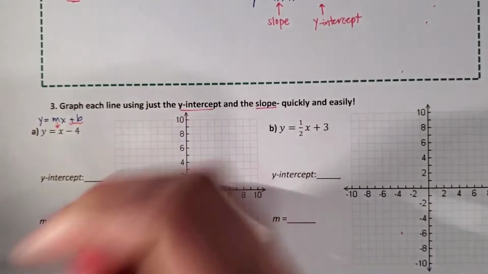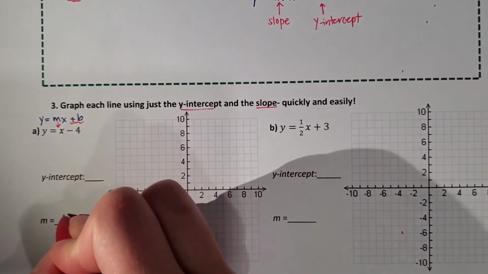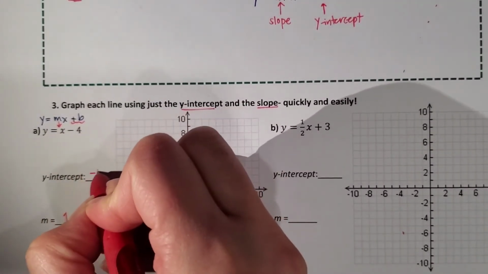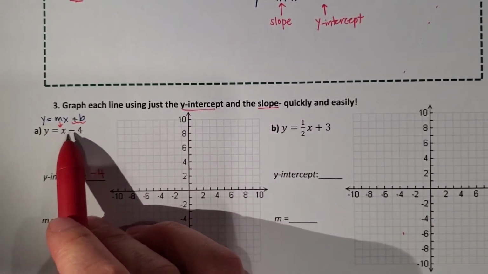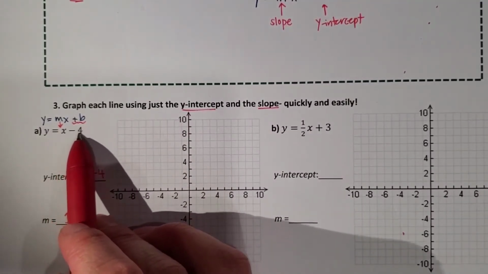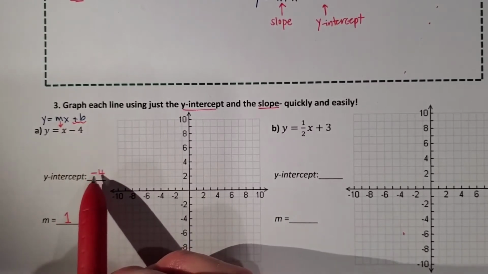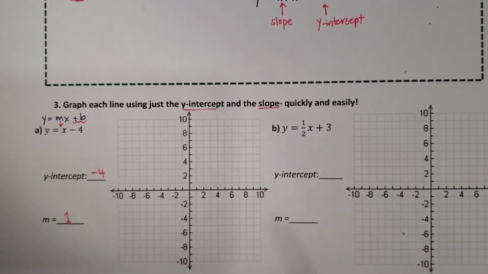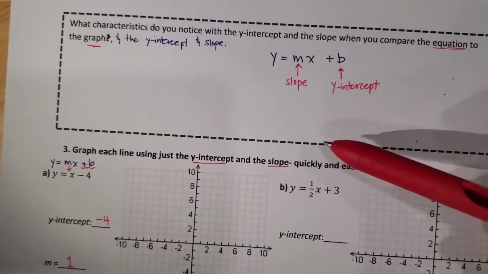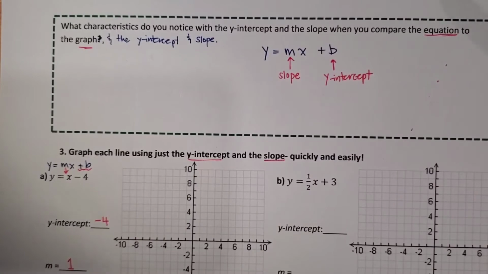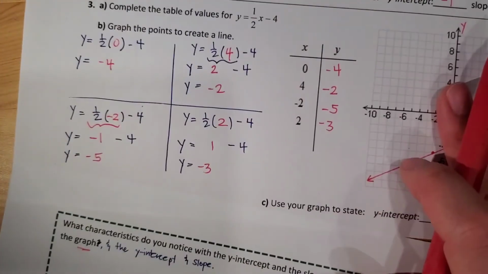So the slope is 1, and the y-intercept is -4. Don't forget that the symbol in front of the number is included in the y-intercept. Okay, so if I were to graph this, this is how fast this is, versus doing it the way we did on numbers 1, 2, and 3. Instead of doing so much work, right?